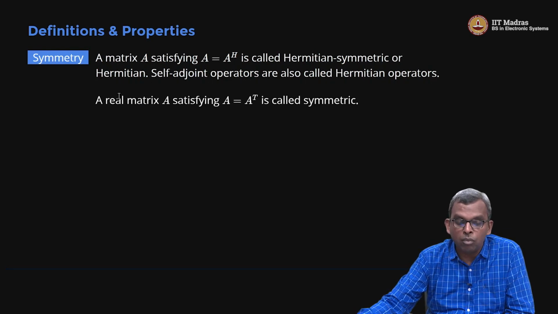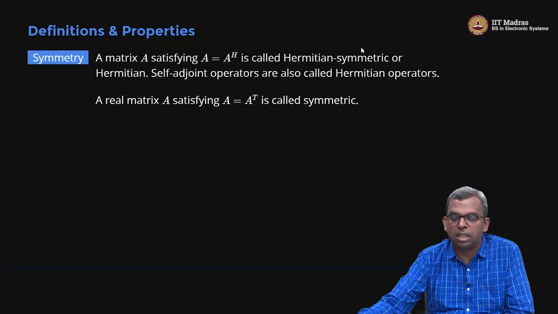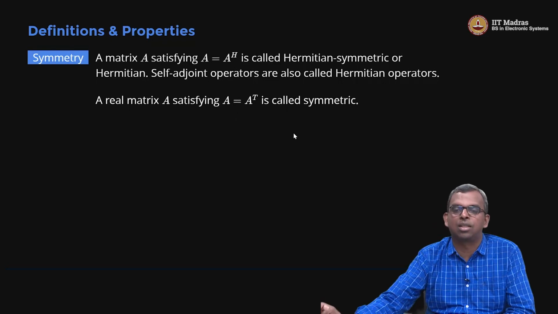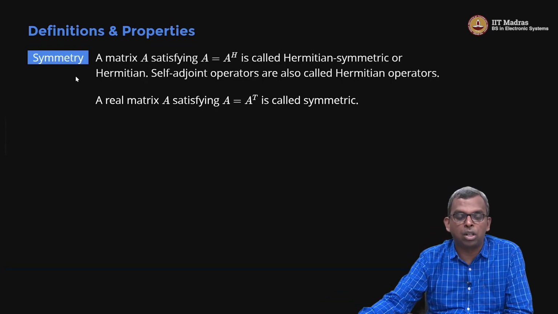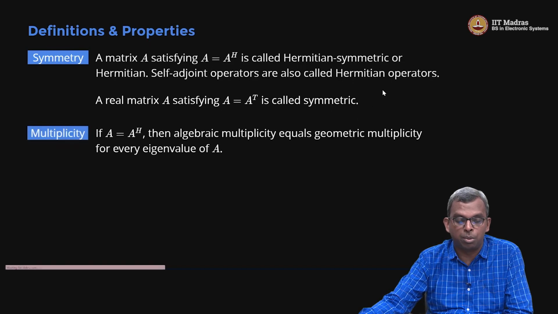Now, if A is real, then A Hermitian is the same as A transpose, and if you have A equals A transpose, such a matrix is called symmetric. Okay, not just Hermitian symmetric, just symmetric, because there's no conjugate there. So this is a definition. A lot of people will call self-adjoint operators symmetric operators, Hermitian operators, and these matrices are called symmetric matrices. So this is one terminology that you should be comfortable with.